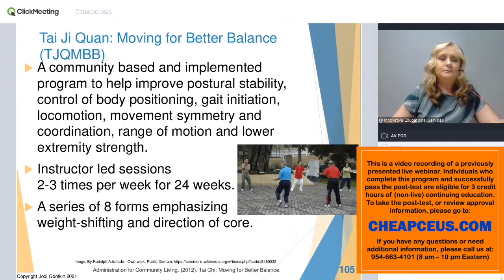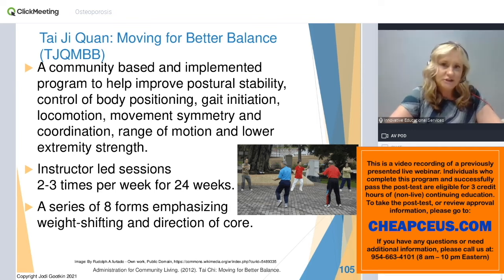The Tai Chi Chuan program is Moving for Better Balance. This is from the early 2000s. It was developed out of the Oregon Research Institute. The program is now promoted by the CDC and the National Council on Aging. It's not specific for osteoporosis, though the research does show that it is helpful in decreasing falls.